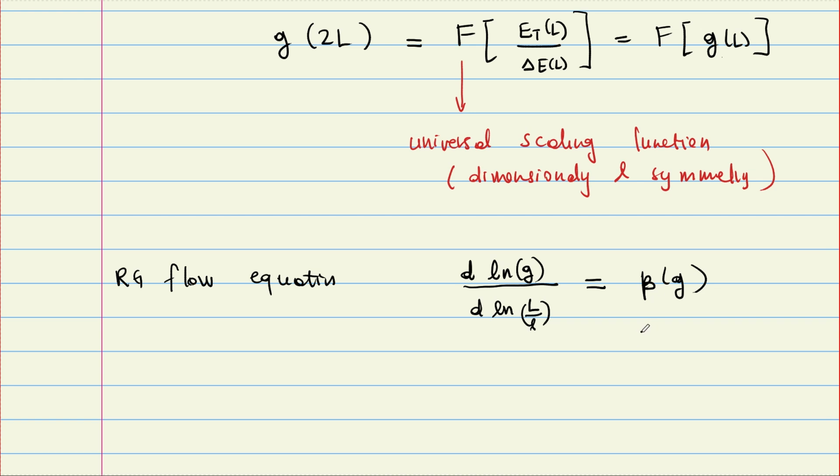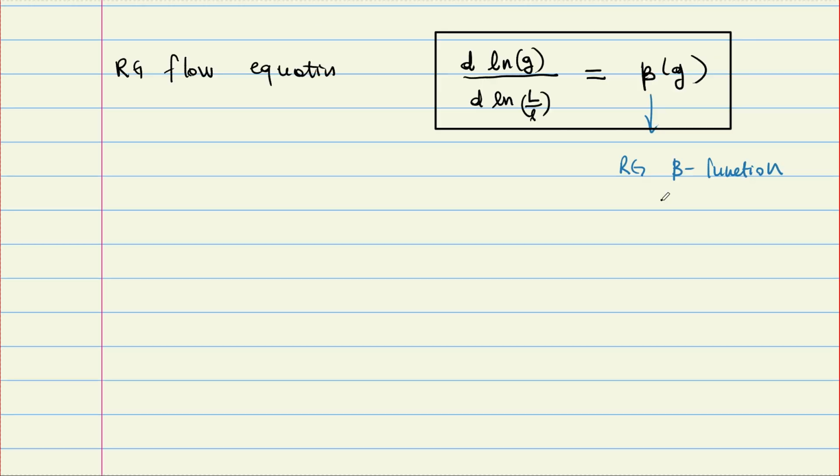So this is what we call the RG beta function. So we want to find this beta function, and we can use different limits to find it. Okay, so suppose this is given to you, and we want to derive the beta function for the limit where we know what g is.